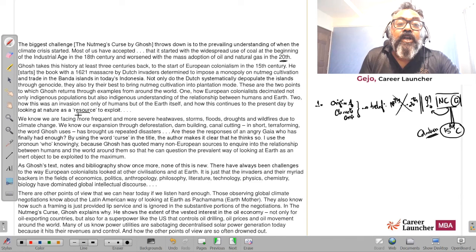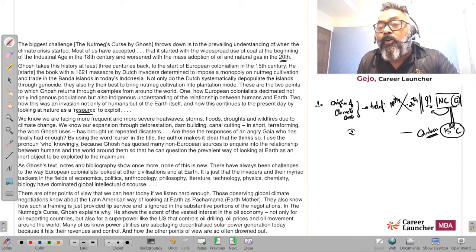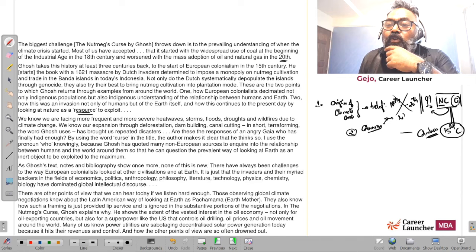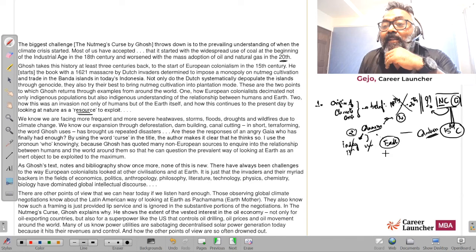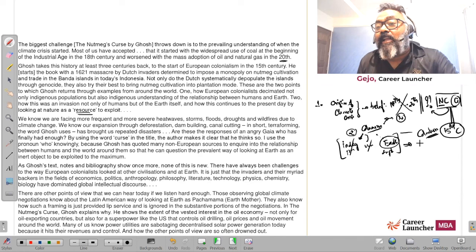Now, this is sort of the perspective being brought in, in paragraph number two, which is sort of the colonialism. And it's specifically talking about why the book was called The Nutmeg's Curse. It is called that because of the story of what happened in Indonesia. It's saying that indigenous people were not only destroyed, their understanding was destroyed. And the whole idea is that earth is something that we can exploit. That colonial mindset is something that is there even today. That is basically what is happening.